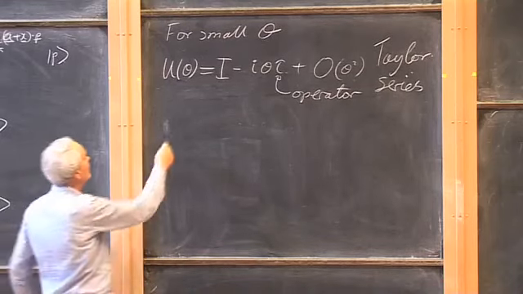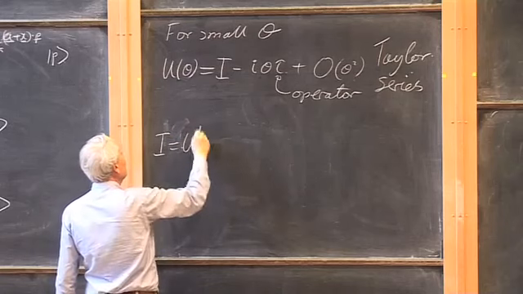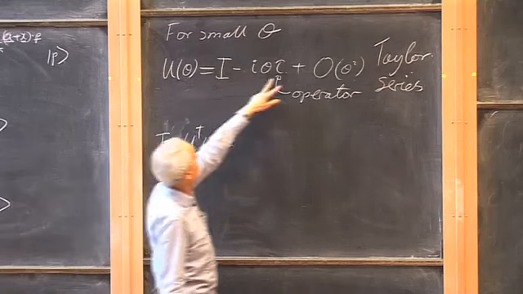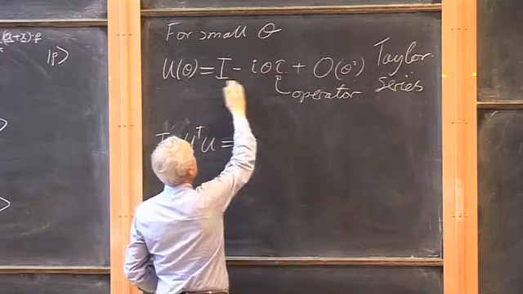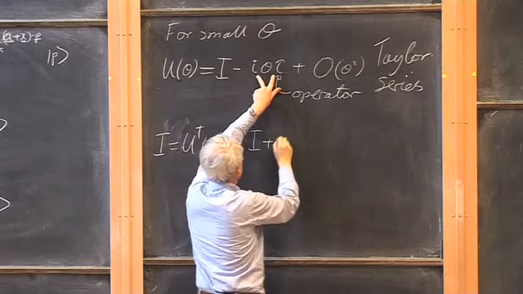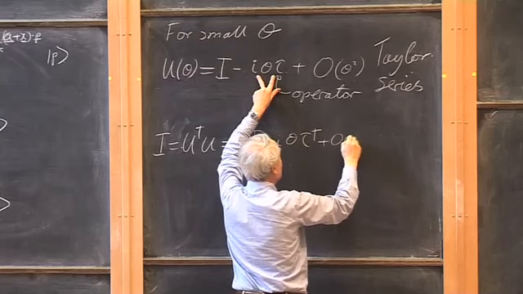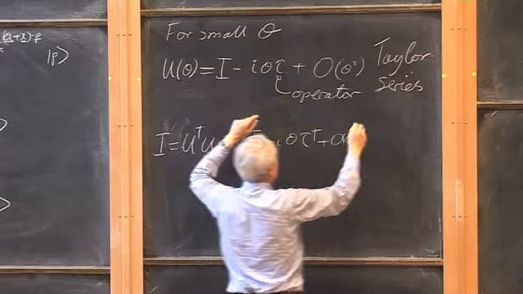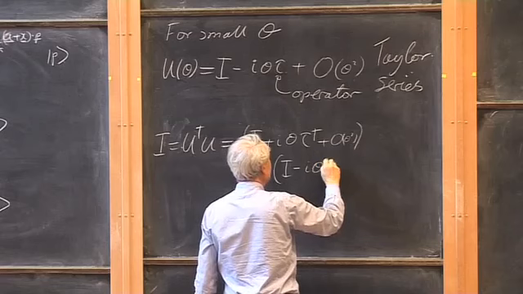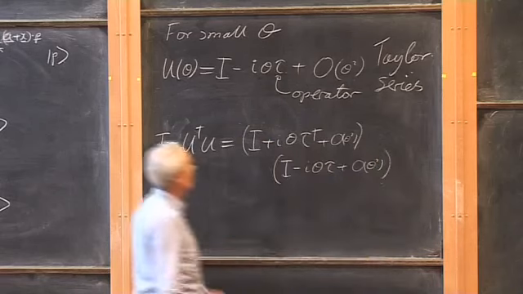Okay, now we want to look at this condition. We want to have a look at the condition that the identity is U†U. So let's write U†. What's U† if this is U? U† is going to be 1†, which is 1, and then we'll need the dagger of this, which is going to be plus iθτ† plus order θ squared, which we're going to ignore. And that has to be multiplied on 1 minus iθτ plus order θ squared, which we're going to ignore.